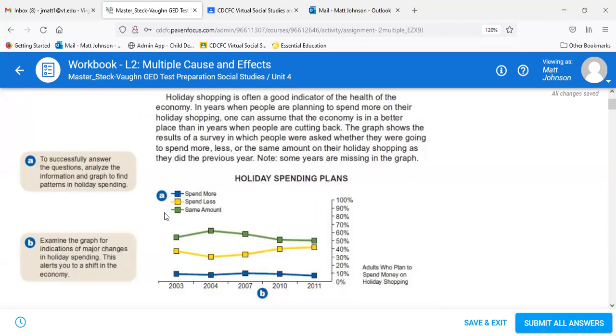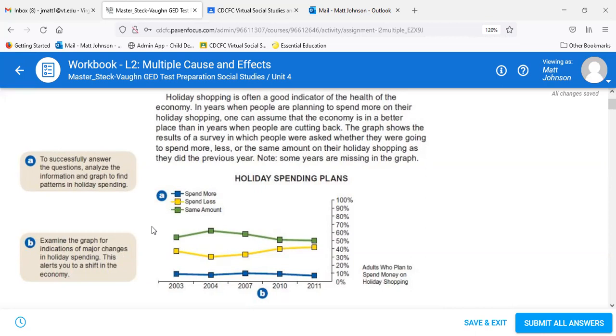In yellow, the people spending less. And in green, the people that were spending the same amount. And we could see the percentage changing there as we go along in between those three different choices that the people were making.